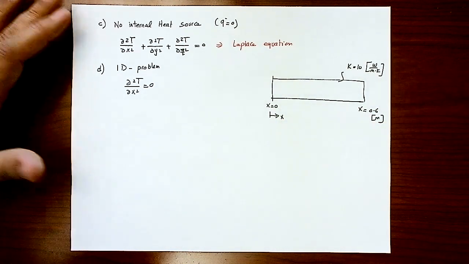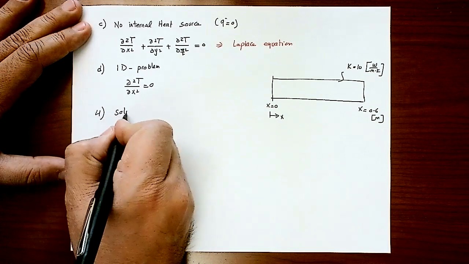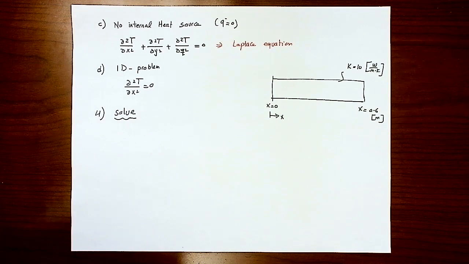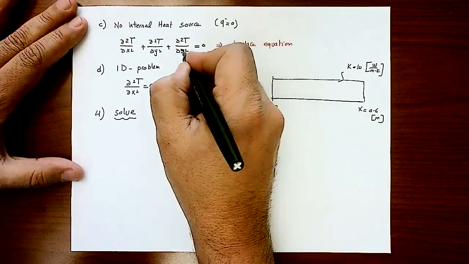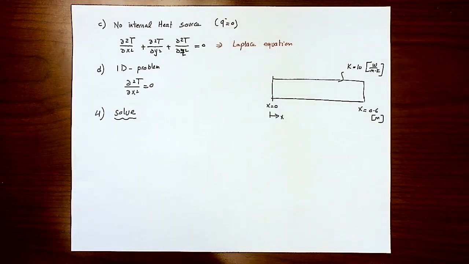So the next step is actually to solve. That's step number 4, to solve. Now you have multiple options. You solve analytically, you solve experimentally, and you solve numerically by approximation, right? So I will do the analytical solution first to get a sense, when we solve numerically, of how accurate the numerical approximation is compared to the analytical solution.